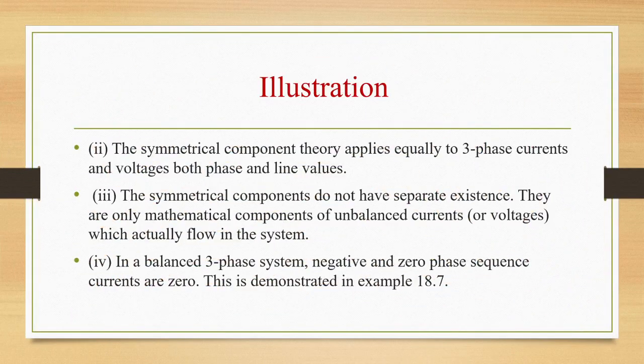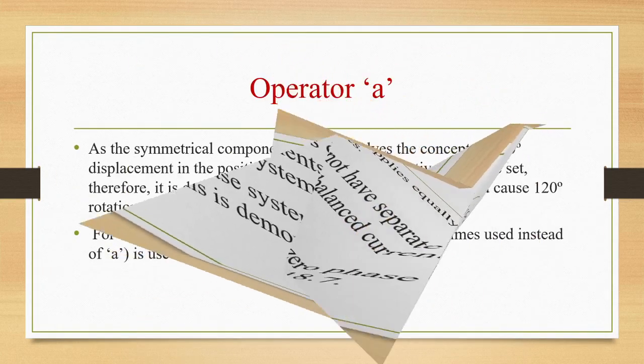Next point. The symmetrical component theory applies equally to three-phase currents and voltages, both phase and line values. Third, the symmetrical components do not have a separate existence. They are only mathematical components of unbalanced currents or voltages which actually flow in the system. In a balanced three-phase system, negative and zero phase sequence currents are zero, and this is demonstrated in an example. We will see it in the next classes.